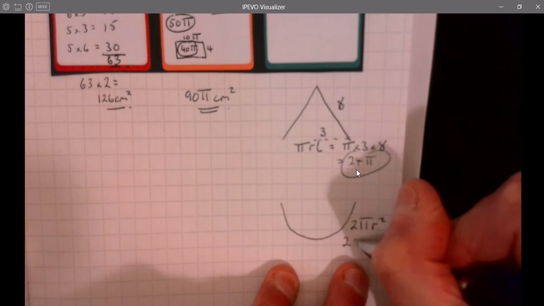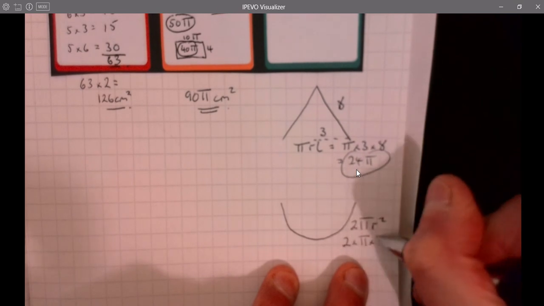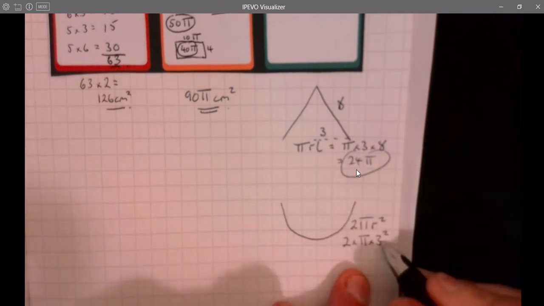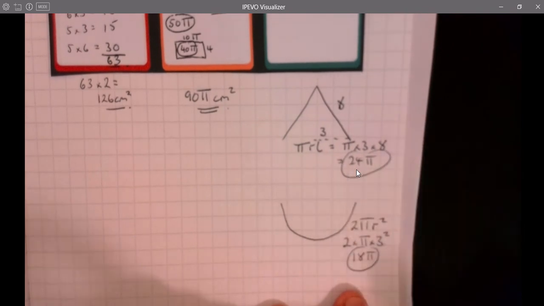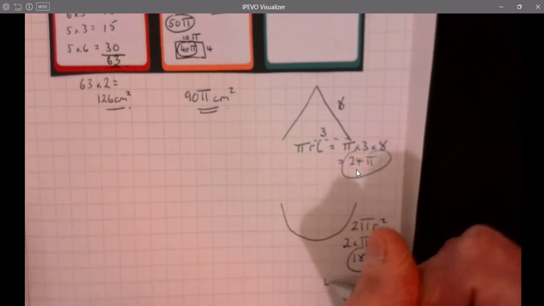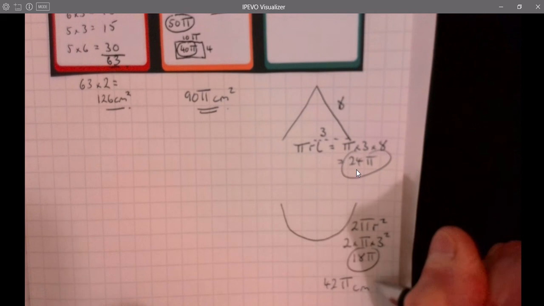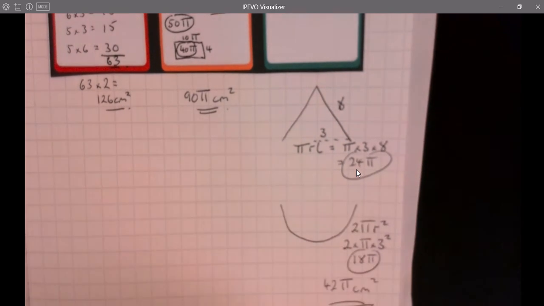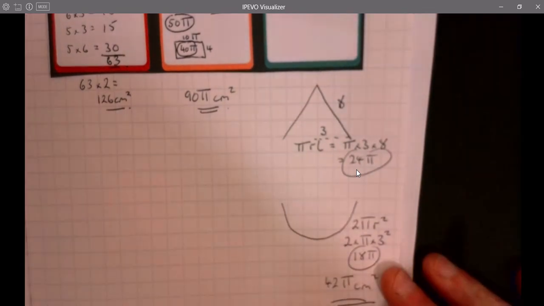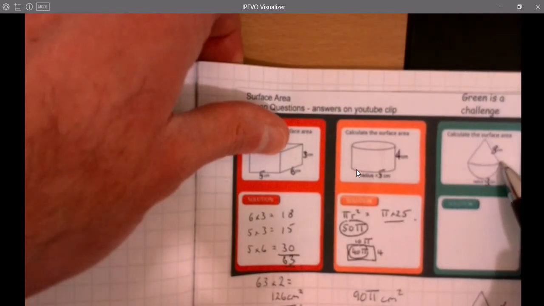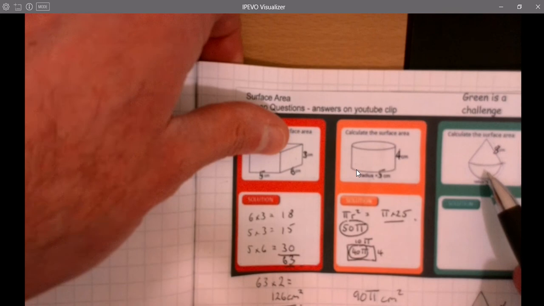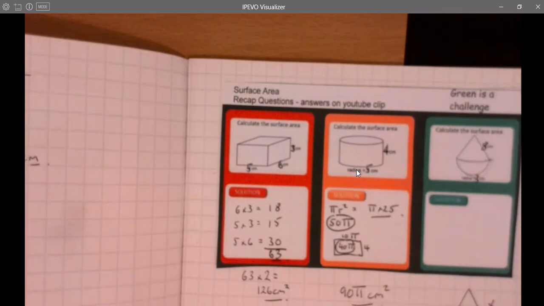So 2 times pi times 3 squared. That's 9 times 2, 18. 18 pi. 18 pi plus 24 pi is going to be 42 pi. 42 pi centimetres squared. Again, work it out in decimal places if that's what you want. And that was because we're not counting that circle in there for the cone, and it's only half the football to consider. Alright, so it's a little bit trickier to do that question.